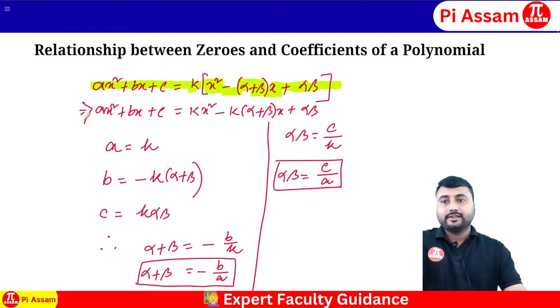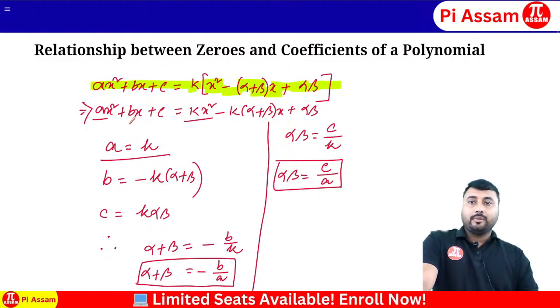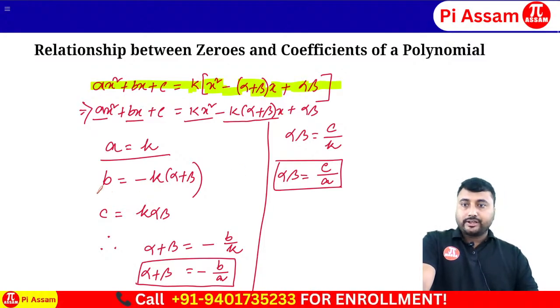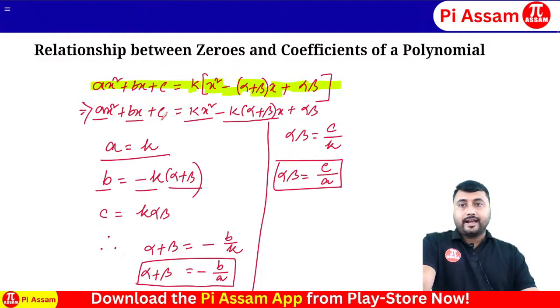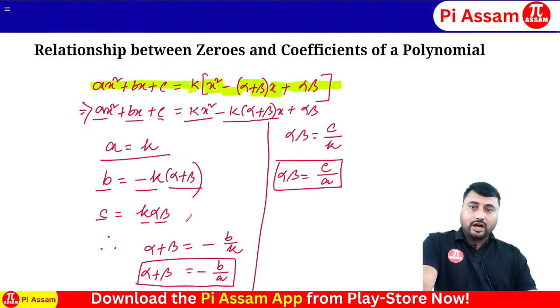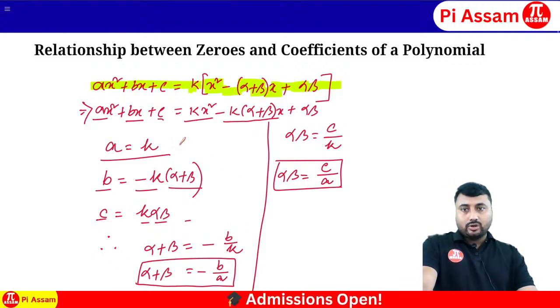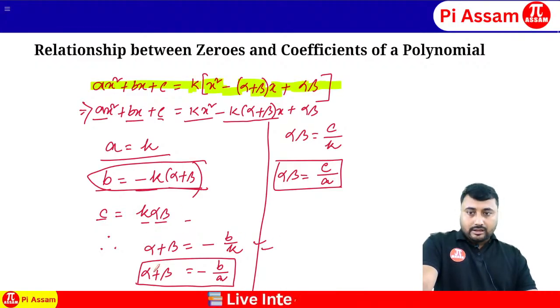So comparing both sides, here x squared, here kx squared, so a will be k; for bx, here minus k into (alpha plus beta). So we can write b equal to minus k into (alpha plus beta) and c equal to k into alpha into beta. Therefore alpha plus beta is equal to minus b by k, and therefore alpha plus beta equal to minus b by a, where k equal to a.